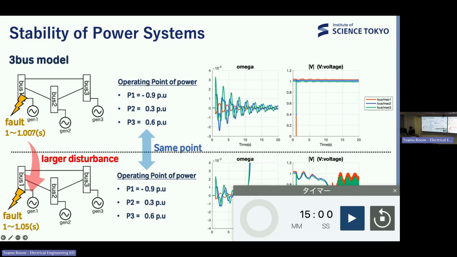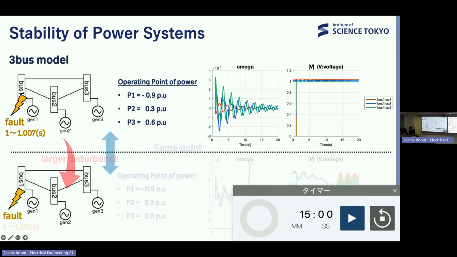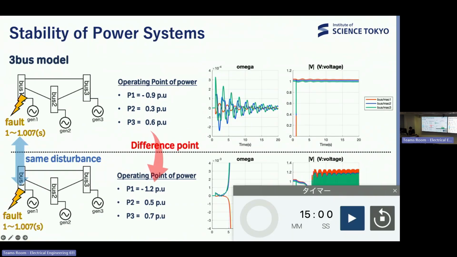Furthermore, for the same fault disturbance, it seems to destabilize if this system is operated with different values. A power system may or may not be unstable depending on a variety of conditions. So why does this happen? The answer is that power systems are nonlinear systems. To understand this, let me explain using an image.